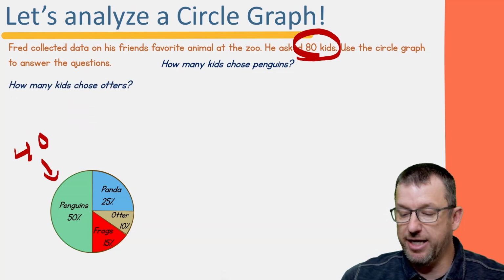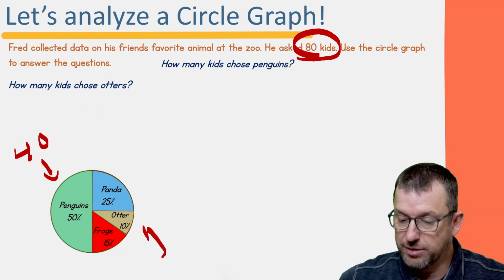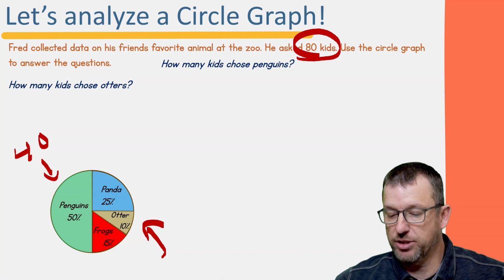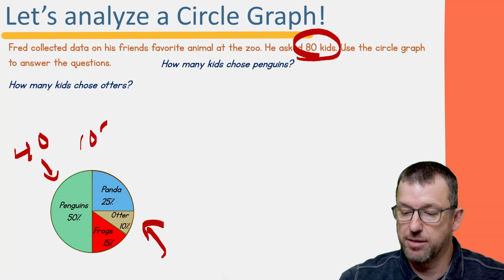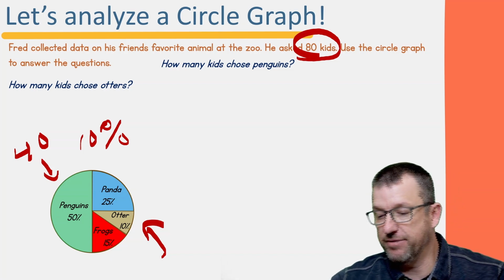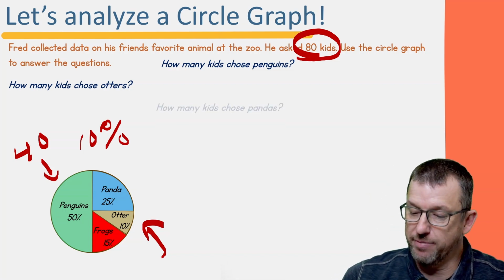Another question would be, how many kids chose otters? Well, 10% did. Okay, 10% of 80. So 10% of 80 is, we break 80 into 10 groups, right? And that gives us 8. So there would be 8 that chose otters.